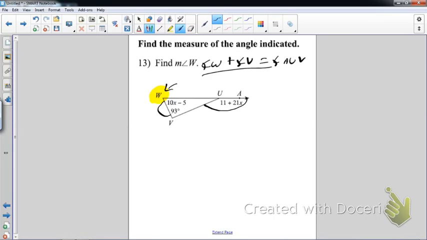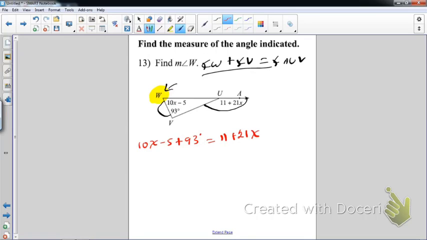Okay, that's what I'm saying. What I want to do now is just substitute what I know. So I have 10x minus 5 plus 93, remember that's degrees, that is equal to 11 plus 21x. And then from here, we're going to do what we've been doing since the beginning. We're going to be basically combining things that are alike.